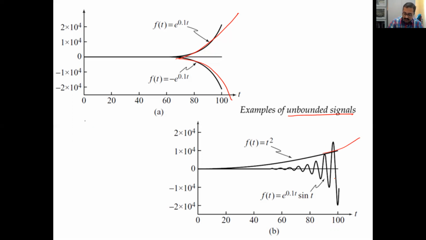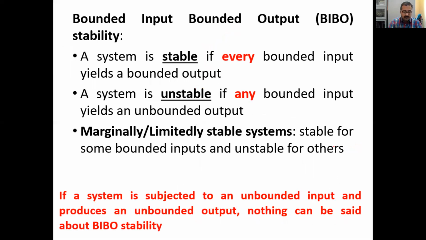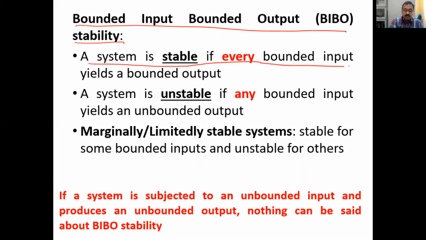Similarly, a growing sinusoid like this, e raised to 0.1t sin t, an exponential sinusoid, is also unbounded. Bounded means limited in magnitude or in amplitude. Based on that, there is a concept called BIBO stability, or bounded input, bounded output stability. What is that? A system is stable if every bounded input yields a bounded output.